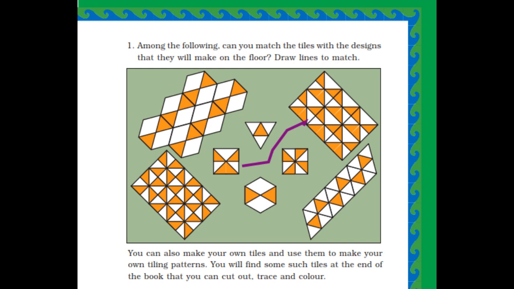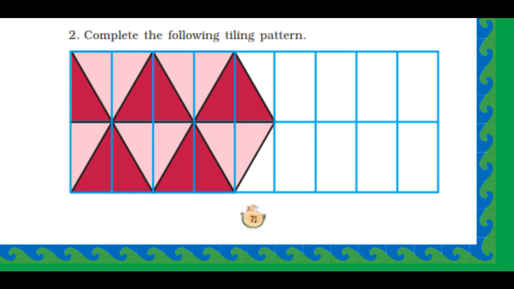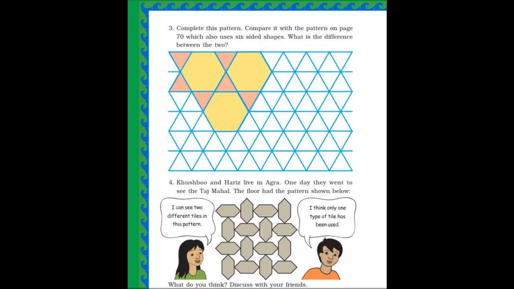You can also make your own tiles and use them to make your own tiling patterns. You will find some such tiles at the end of the book that you can cut out, trace and color. Second, complete the following tiling pattern. Now, children, follow the pattern and color it. Turn the page. Complete this pattern. Compare it with the pattern on page 70, which also uses six-sided shapes. So, you have to complete this tiling pattern also.